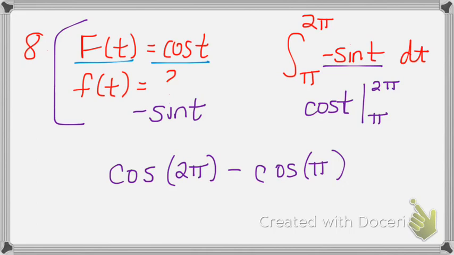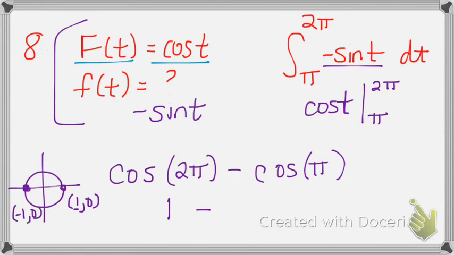All right, cosine of 2 pi. 2 pi is all the way over here. This is 1, 0. Cosine is the x, so that'll be a 1. Cosine of pi, this would be negative 1, 0. Cosine's the x, so that would be negative 1, and you get 2. And obviously you could check this on the calculator, but you need to practice without, because these kinds of questions may be without a calculator.